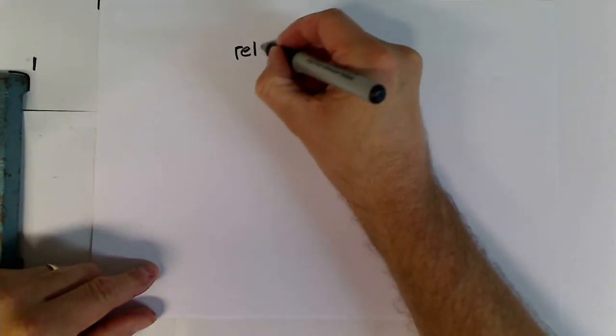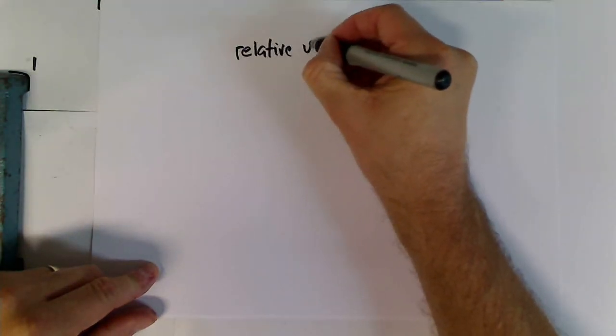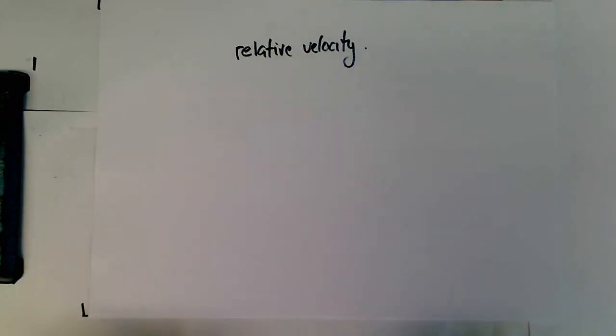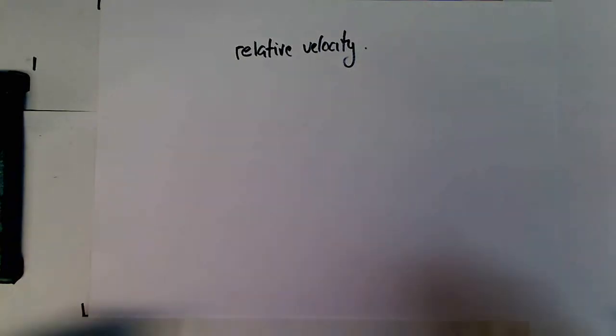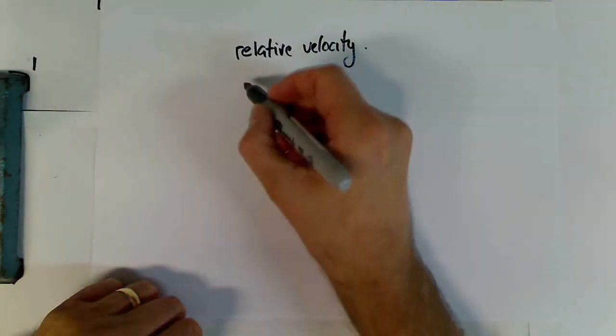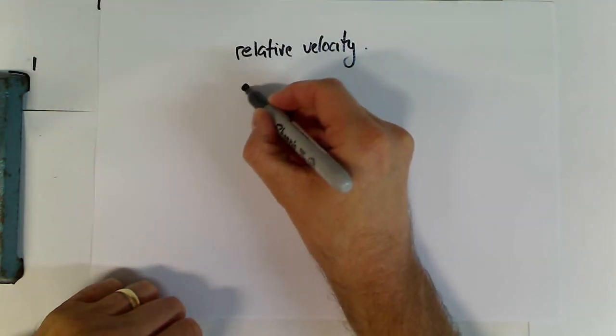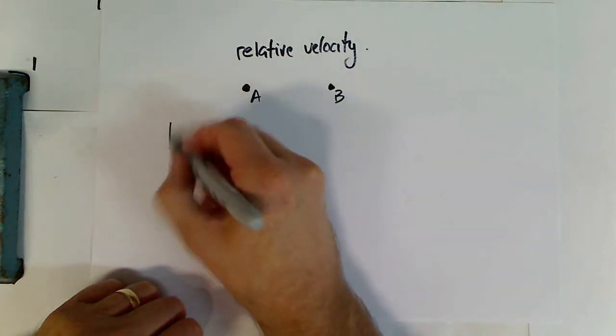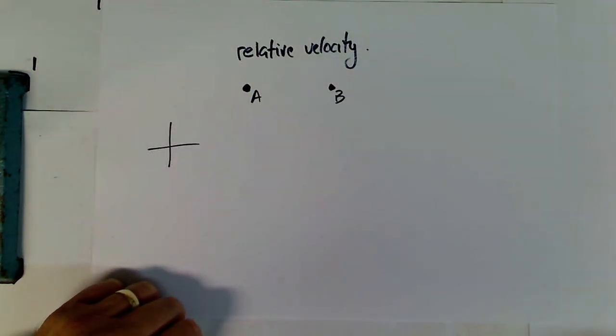Okay, we're looking at relative velocity. So, what are we talking about when we talk about relative velocity? What I want to do first up is just give you a simple way of looking at this. Let's have a few different objects here. Let's call this object A, let's call this object B, let's call this our reference point.